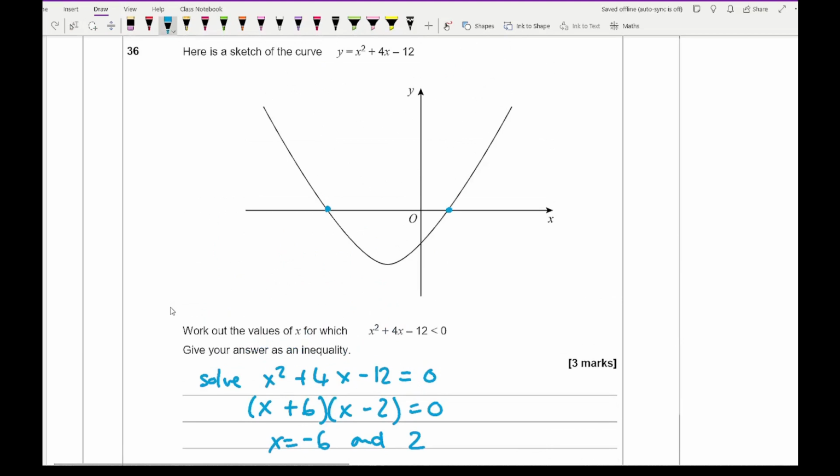So if I just label that on my diagram, this is going to be minus 6, and that's going to be 2. The reason why it's that way around is because the smaller number comes more to the left and the bigger number is more to the right. Now with this inequality, I want the values where the curve is less than 0. So I'm wanting this region here. So this is where x is between minus 6 and 2. And it's not going to be equal to, because there's no equal to on this inequality. So that is going to be my final answer for that one.